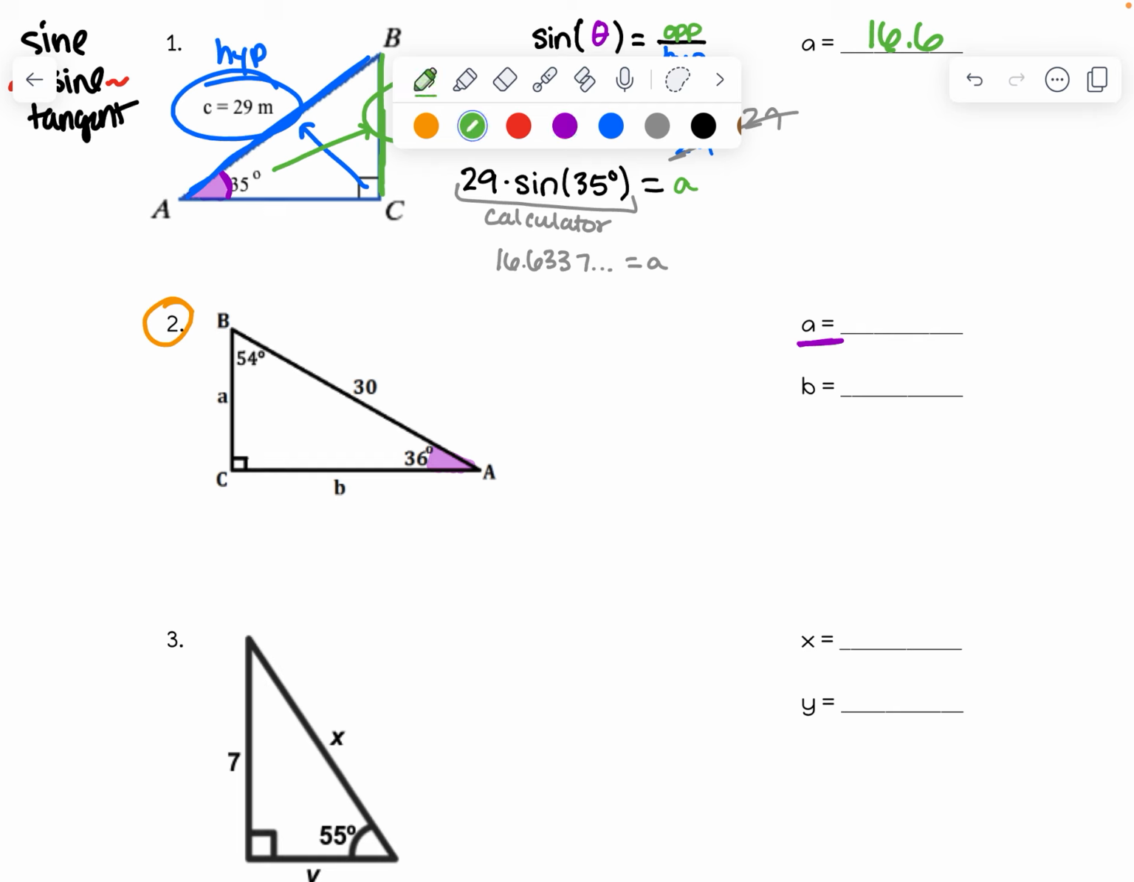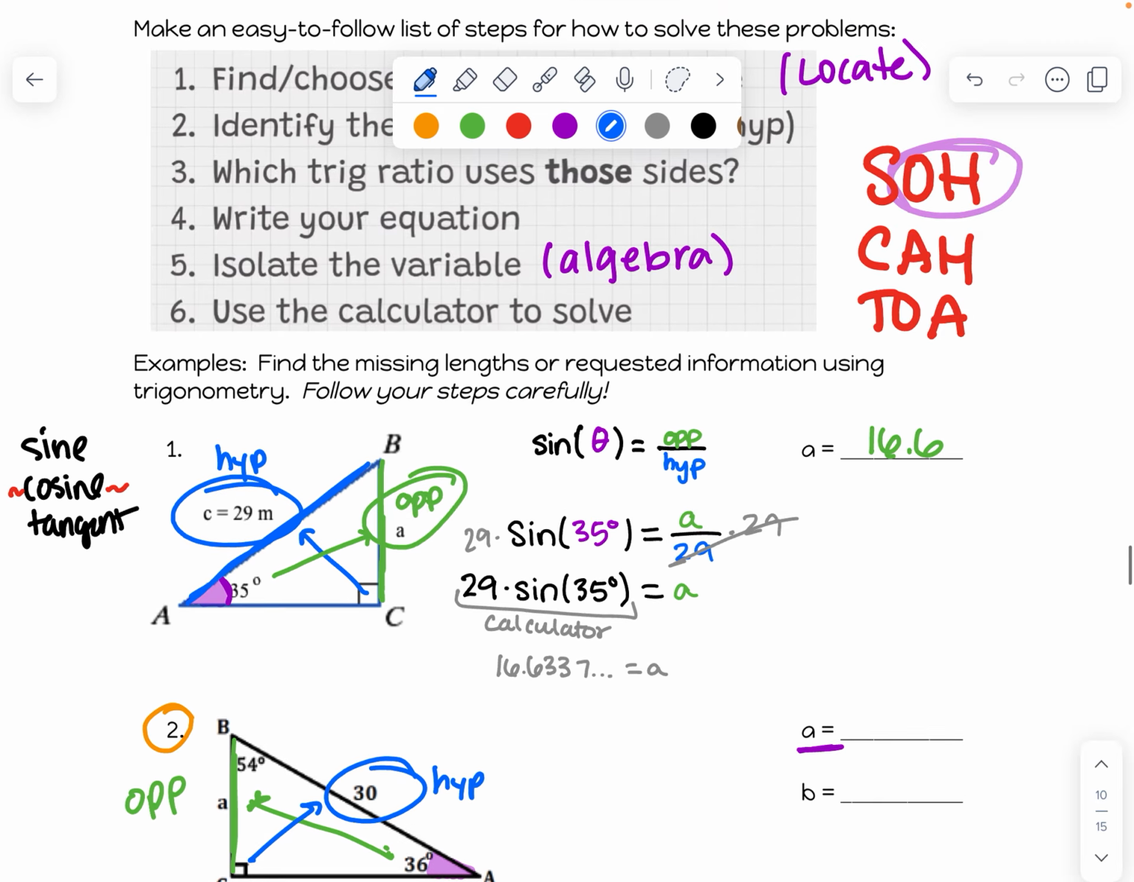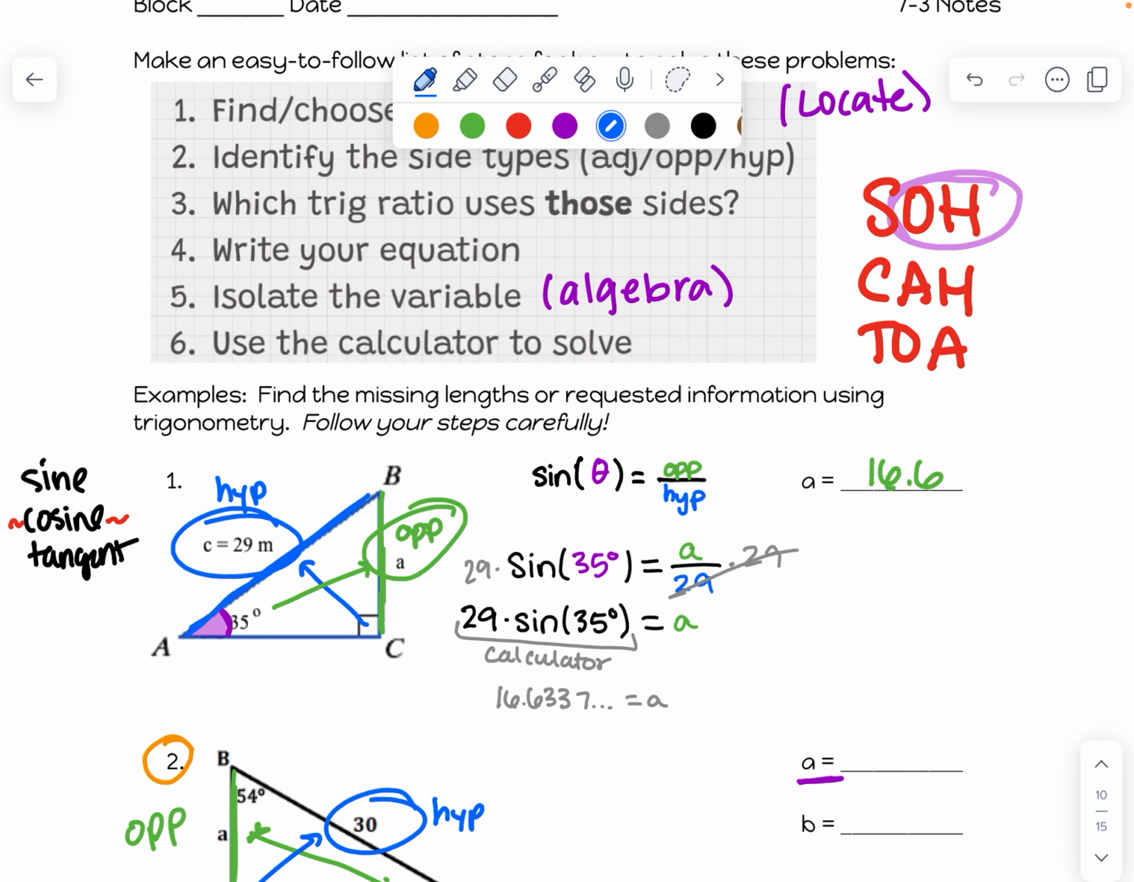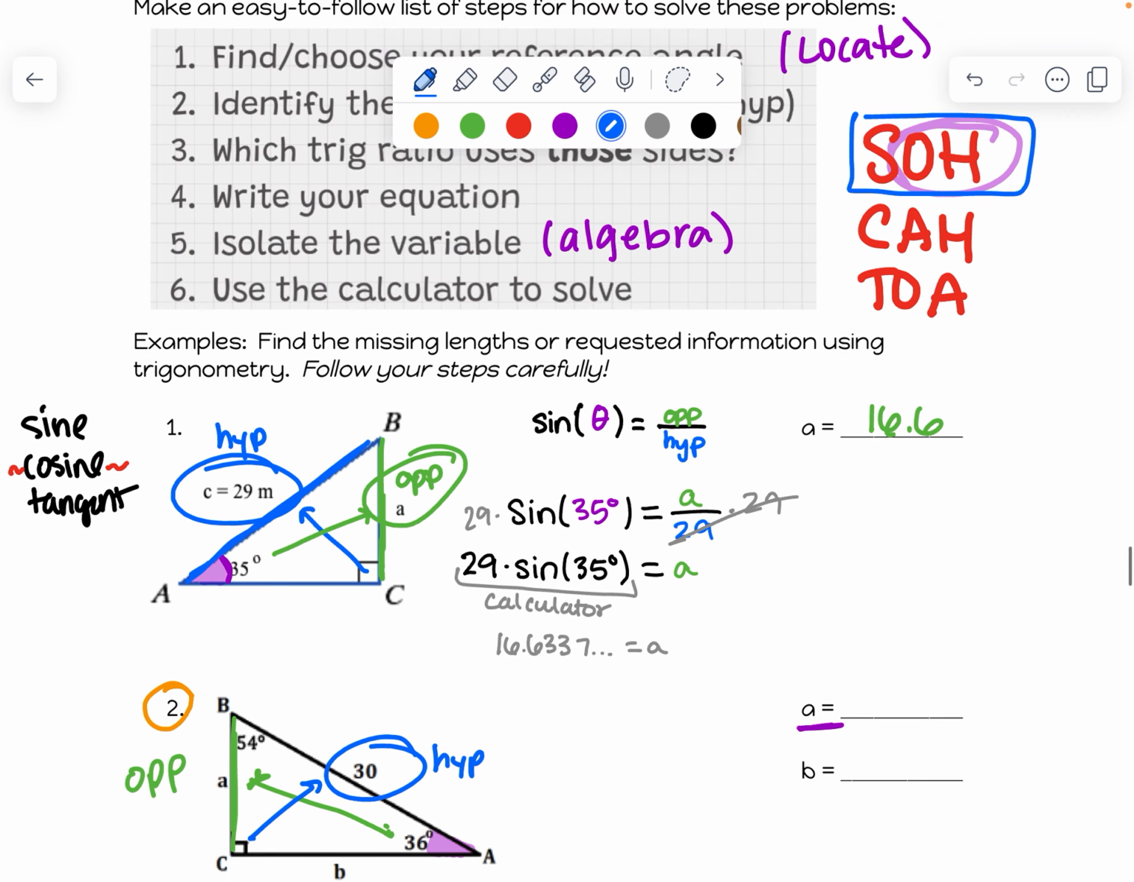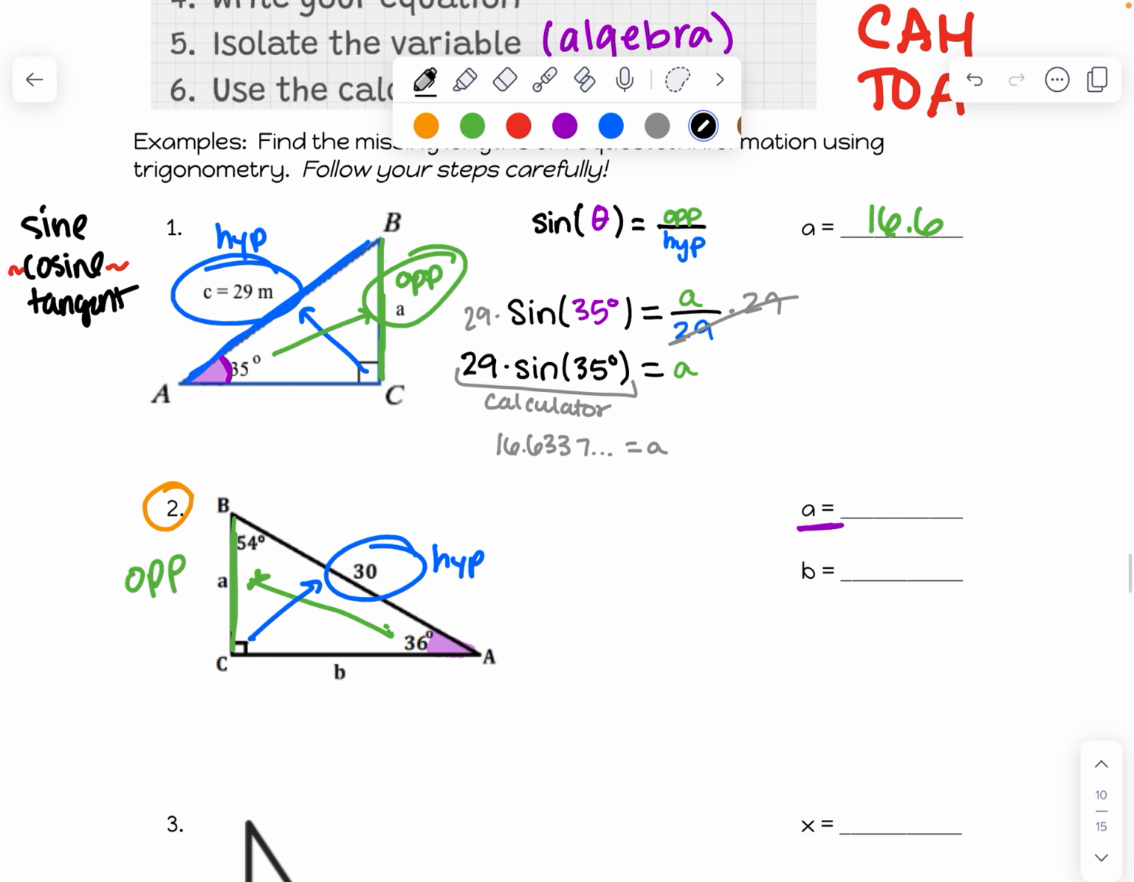But I look at side A, and I see that it's across from the 36 I chose. So this is my opposite side. Then I remember I look for the other side that we know, and we know the 30. That's across from the right angle, so that's our hypotenuse. Then we think through our mnemonic device. We need opposite and hypotenuse, so this is going to be sine, just like number 1 was. Okay, good deal so far.